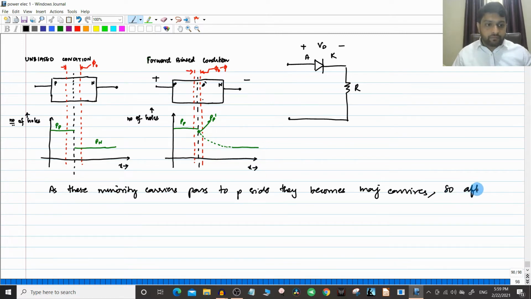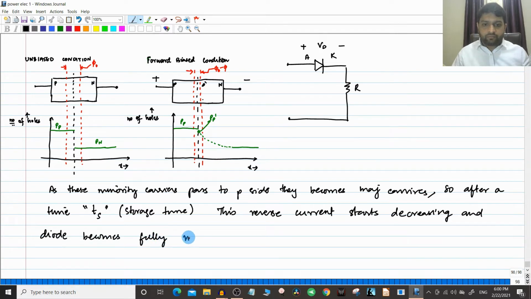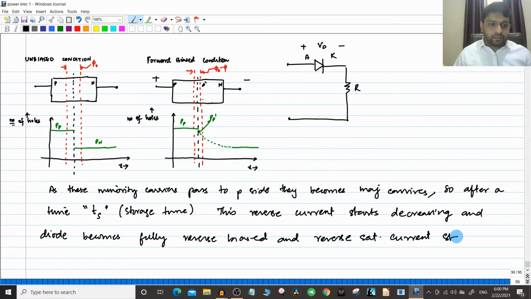So after a time Ts, which is called the storage time, this high value of reverse current starts decreasing. And the diode becomes fully reverse biased. Once the diode is in the reverse bias condition, what is the current that is going to flow? The reverse saturation current starts flowing.